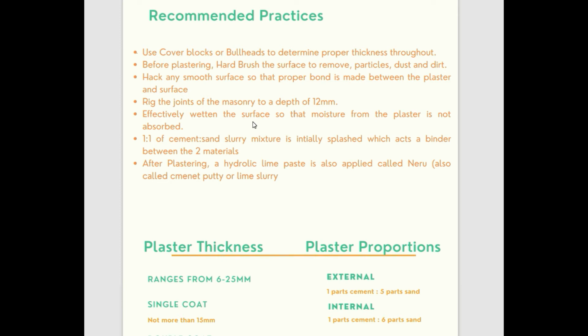So its strength gaining process is not disturbed by any other element. And the second last point is that a 1:1 cement sand slurry mixture should be initially splashed before the plastering works, right? So that slurry would act as a binder between the two materials. So make sure to splash a cement sand slurry before plastering.